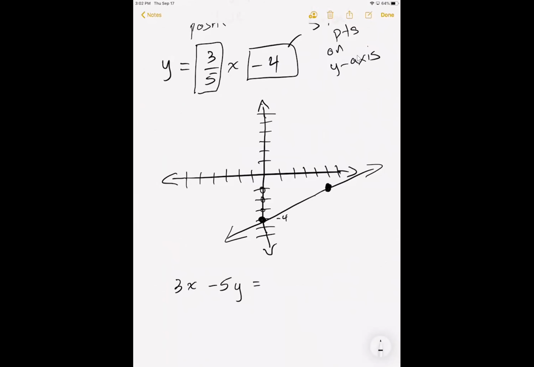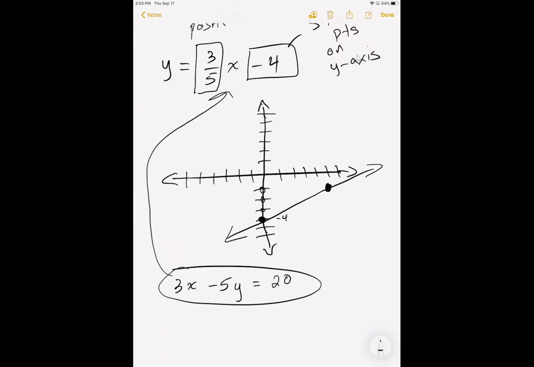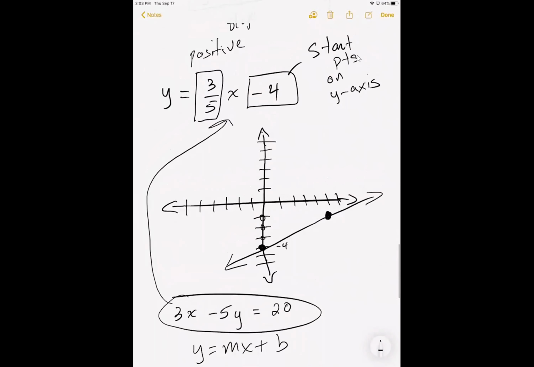In order for you to graph this item, there are 2 things that you can do. You can either find the intersection, or you can construct the chart. That's what we did in 3.2 and 3.3. Or now you need to somehow take this item and convert it to y equals mx plus b. If you can convert it, you will have 2 things: your starting point on the y-axis, and your slope, which is your rise over your run.